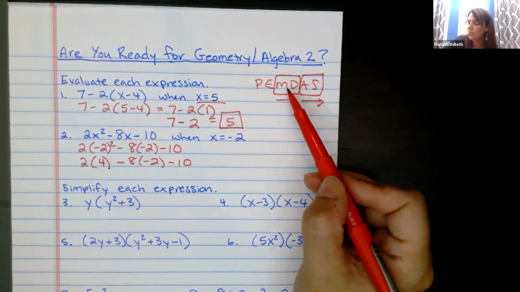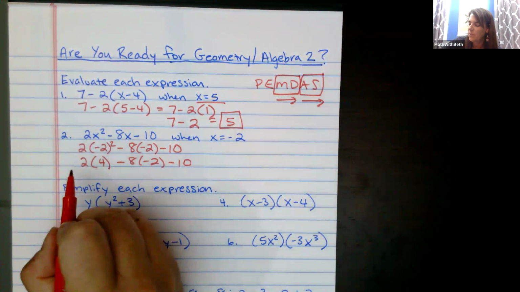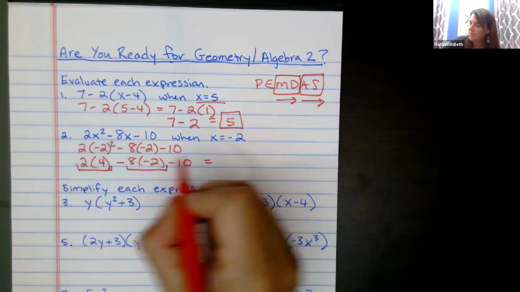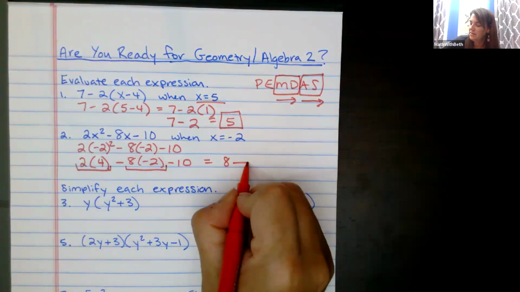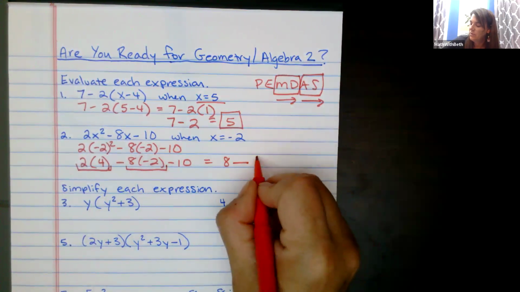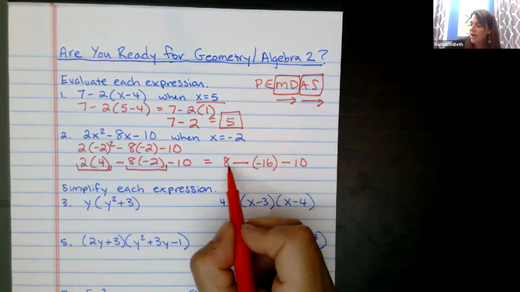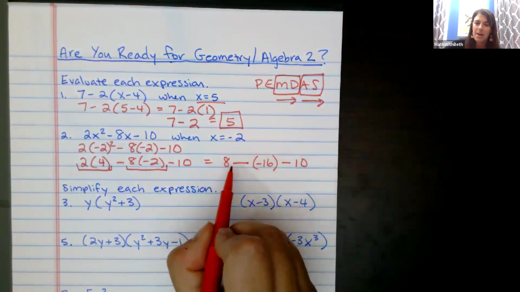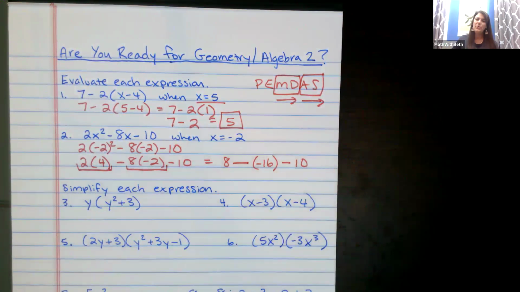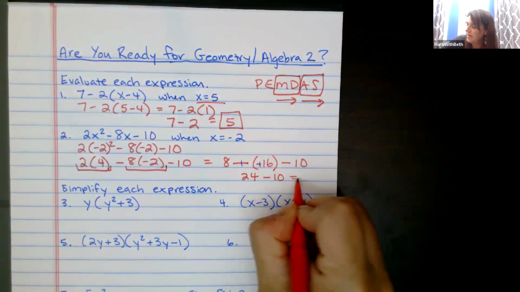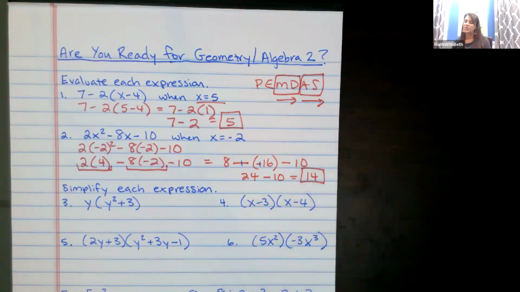I'm now going to multiply or divide, depending on which comes first. I have multiplying here and multiplying here. So 2 times 4 is 8 minus 8 times -2 is -16 minus 10. Now I add or subtract depending on what comes first. So 8 minus -16. Remember when you have minus a negative, they really both become plus. So 8 plus 16 is really my next step, which is 24 minus 10. Final answer is 14.